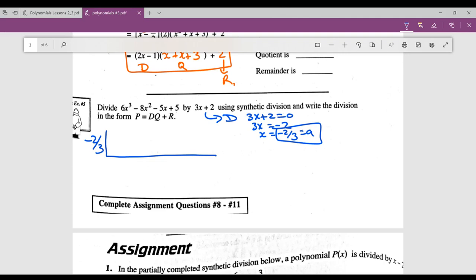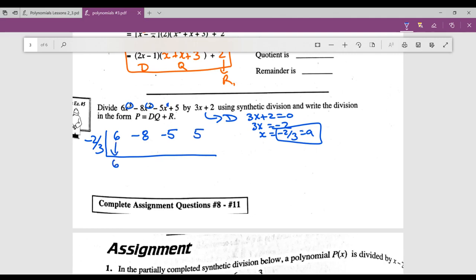Negative 2/3 goes on the outside. Do I have to add in any placeholders, 0 values? We go 3, 2, 1, 0, so we're fine. So I just put in the coefficients: 6, negative 8, negative 5, 5.